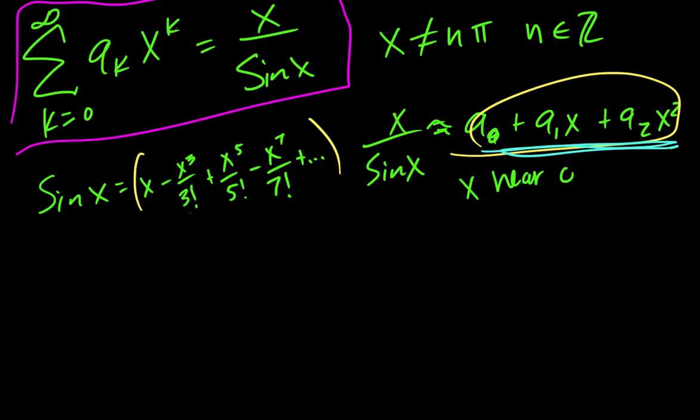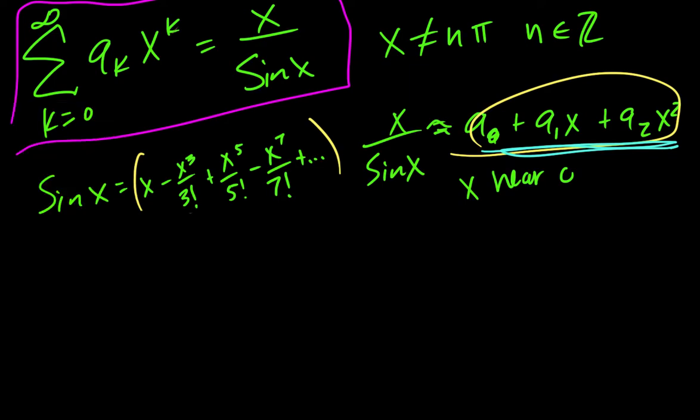So let this be the power series expansion of x over sine of x, where x does not equal n times pi, and n is an integer. It says use the Maclaurin series for sine of x, which I have written here, to find a naught, a1 and a2 such that this is true for all x near 0.